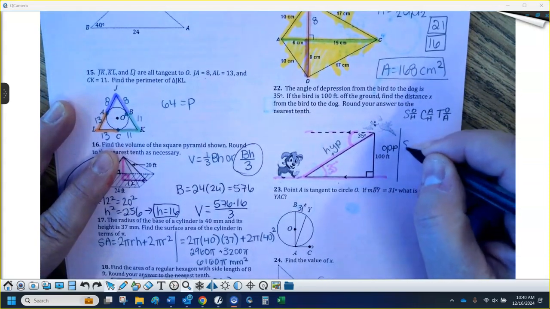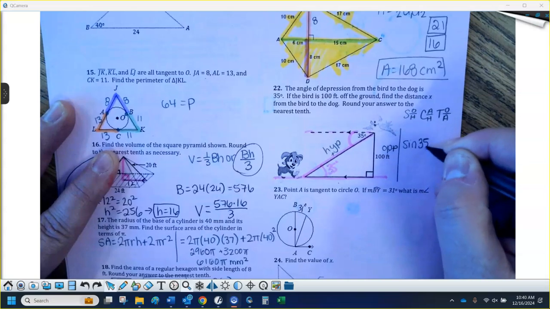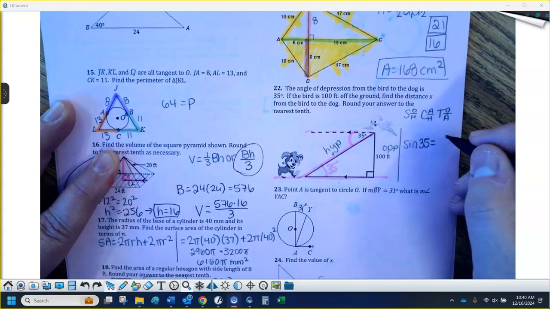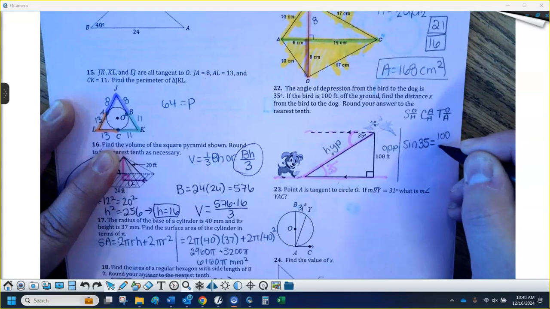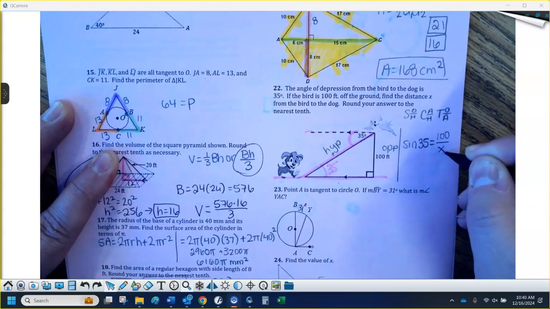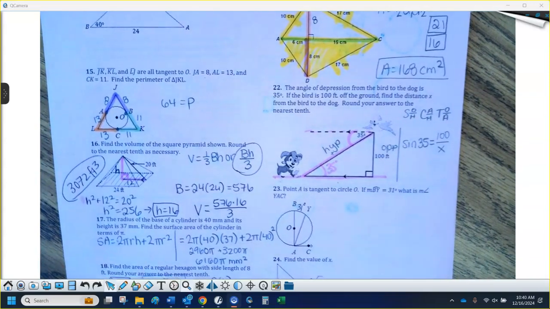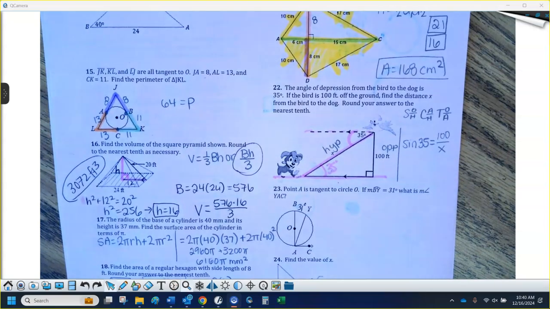So I'm going to set up my equation. So I'm going to do sine of 35 equals the opposite, which is 100, over the hypotenuse, which is x. Does anybody remember how to solve the equation if the variable's in the denominator? We did one last time with the variable being in the numerator, and we would just multiply both sides by the denominator. Anybody know what you do here if the variable's in the bottom?